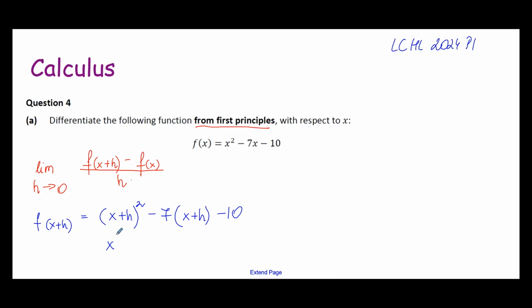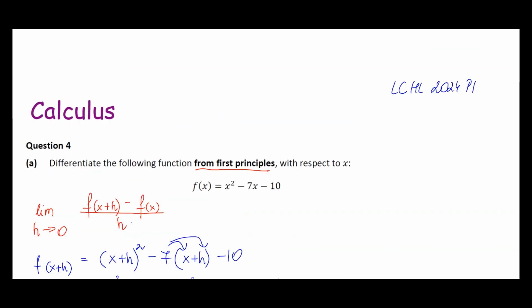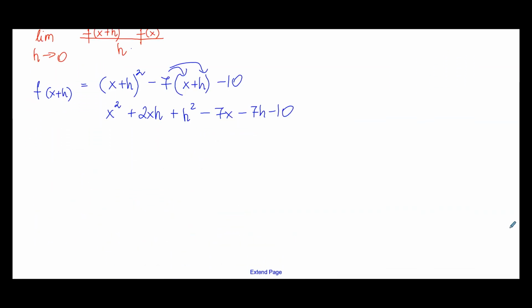Applying that formula, first number to the power of 2 plus 2 multiplied by the first multiplied by the second plus the second to the power of 2. So we get x to the power of 2 plus 2xh plus h to the power of 2. And then we multiply in our bracket by minus 7. So we have minus 7x minus 7h minus 10. And that's really it. We can't do anything more than that here.